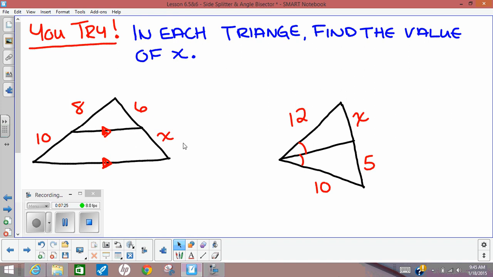So go ahead and try these two problems, one of each for each theorem. Use the examples from the lesson that you just did to help you out. They should be pretty similar, and we'll discuss them in class.